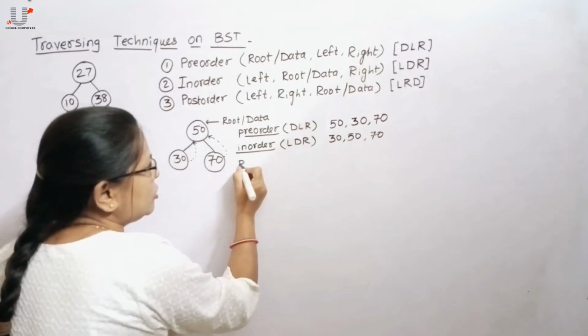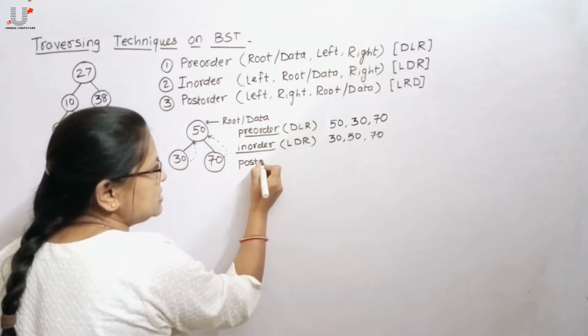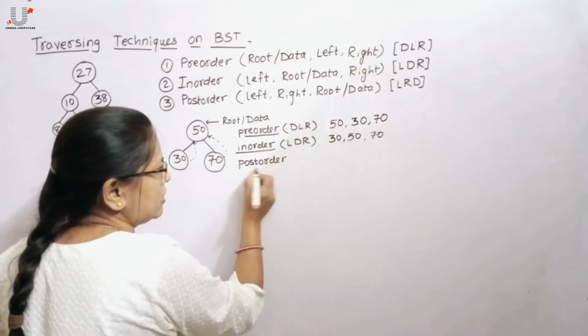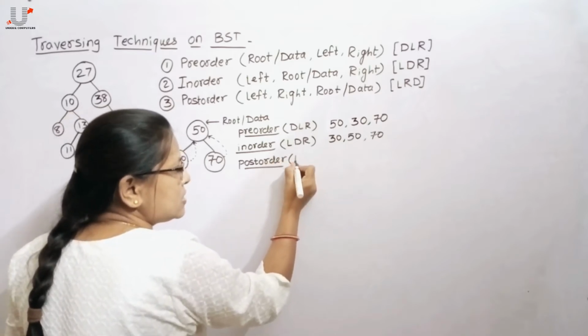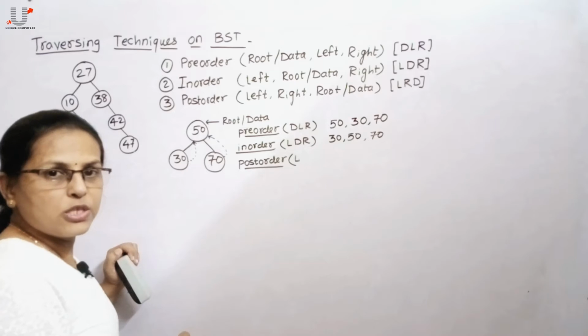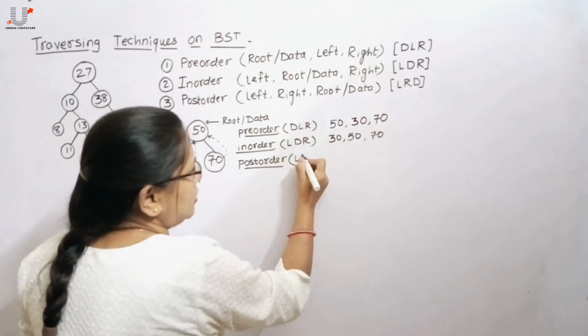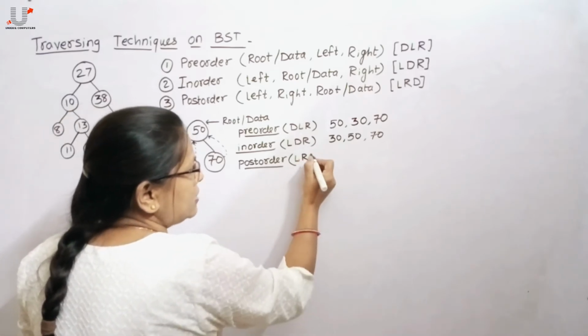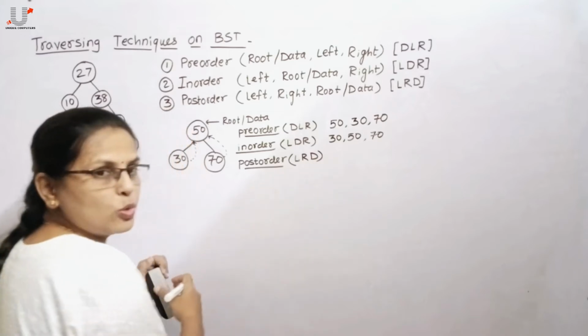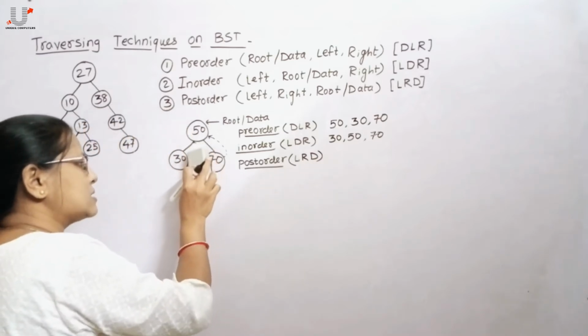The next is post-order. As the name suggests, in post-order first the left subtree gets processed, then the right subtree gets processed, and then at last data, that means the root, gets processed.